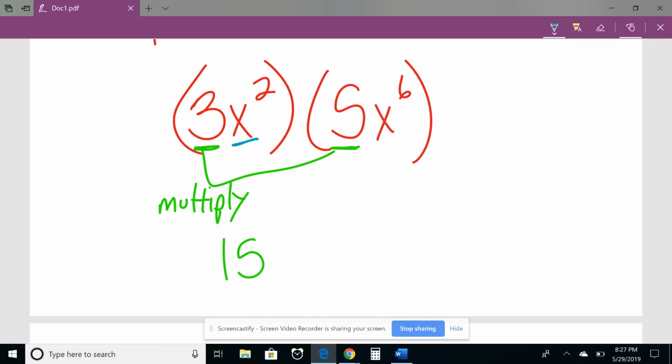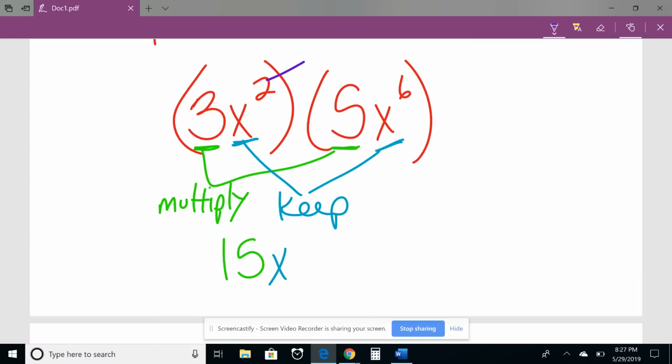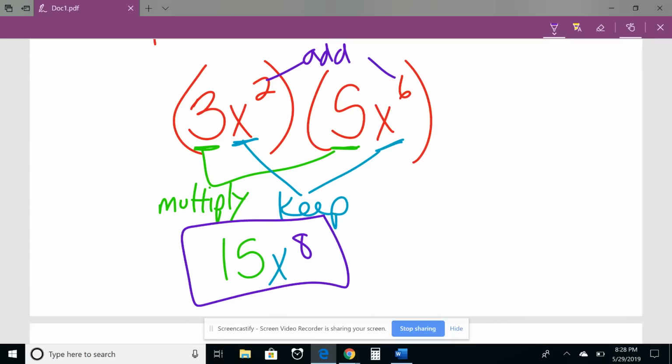With the x's, remember, for terms of the same base, you keep the base, which is going to be x, and then you add the exponents: 2 plus 6 is 8. So it'll be 15 times x to the 8th.